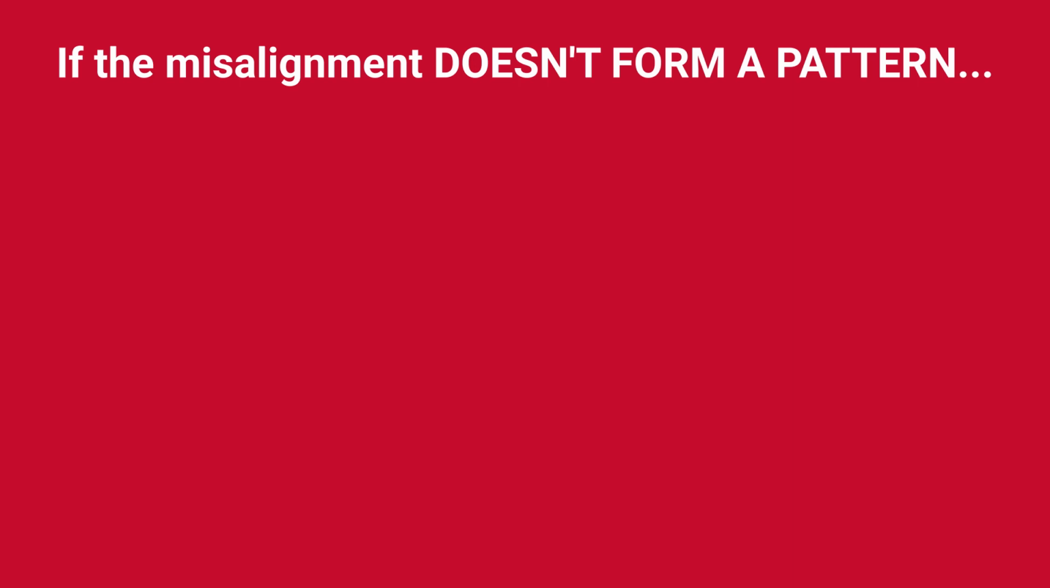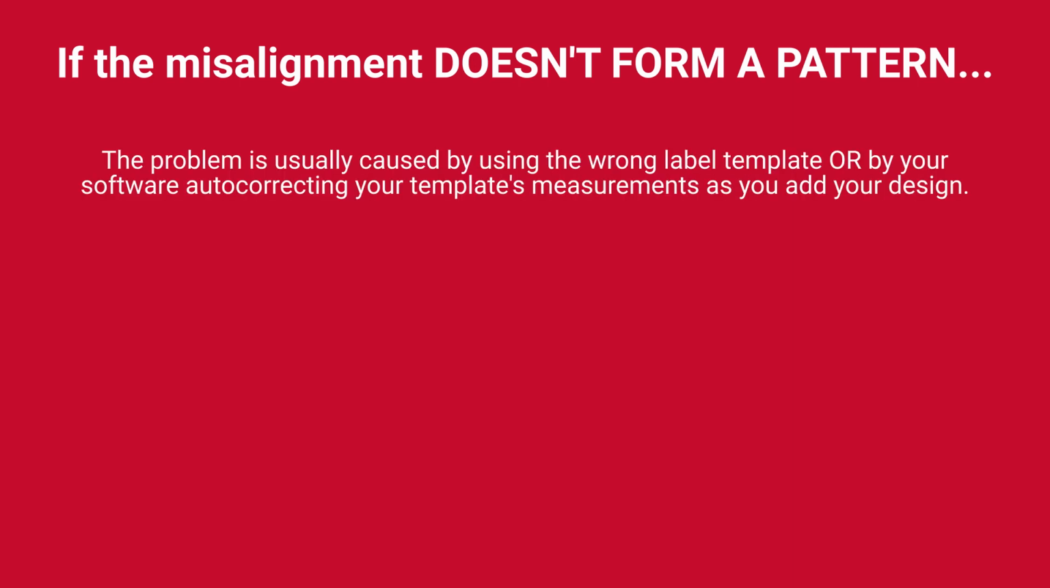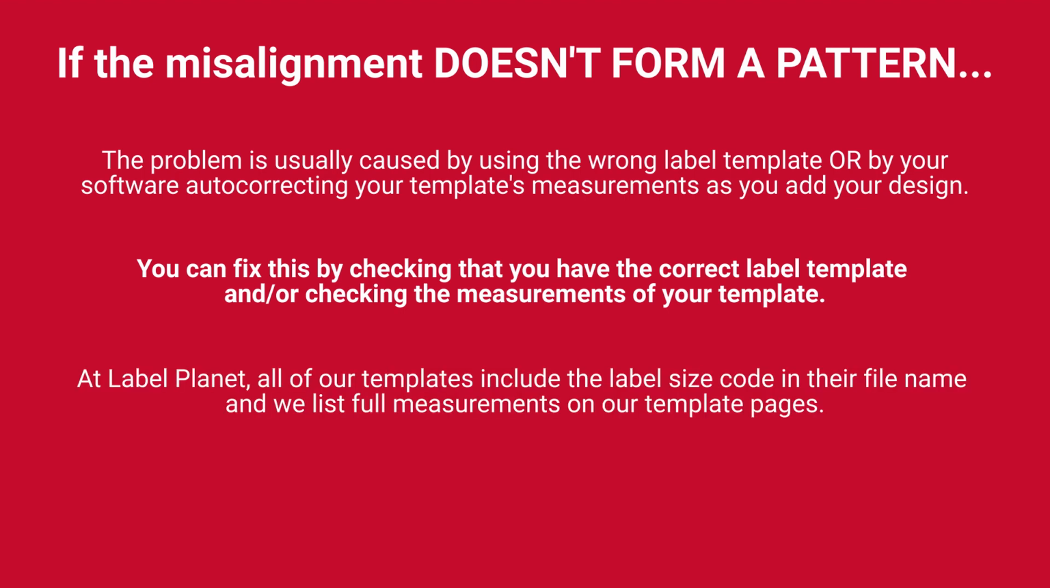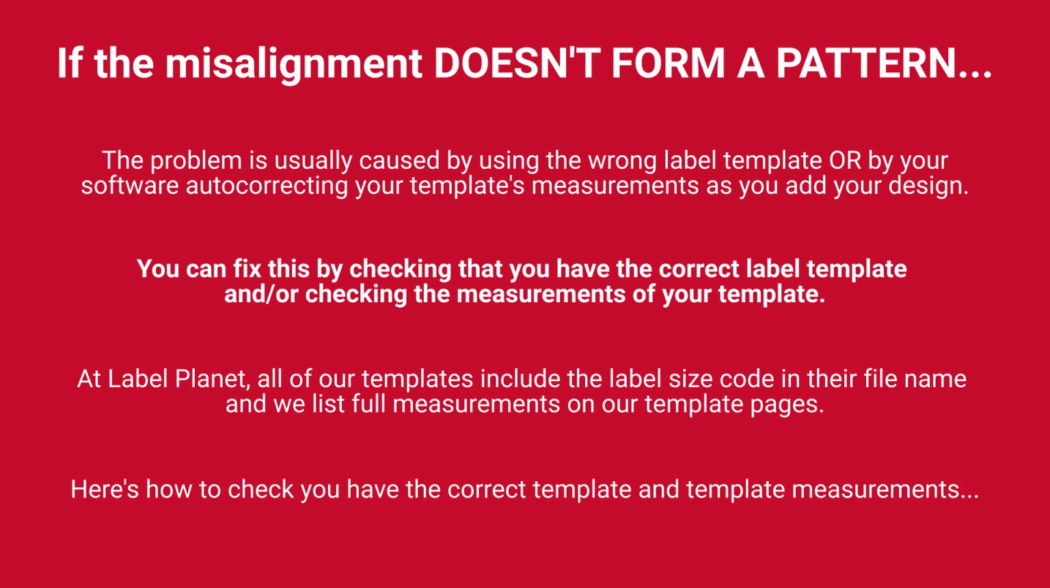If the misalignment doesn't form a pattern, the problem is usually caused by using the wrong label template, or by your software auto-correcting your template's measurements as you add your design. You can fix this by checking that you have the correct label template and checking the measurements of your template. At Label Planet, all of our templates include the label size code in their file name, and we list full measurements on our template pages.